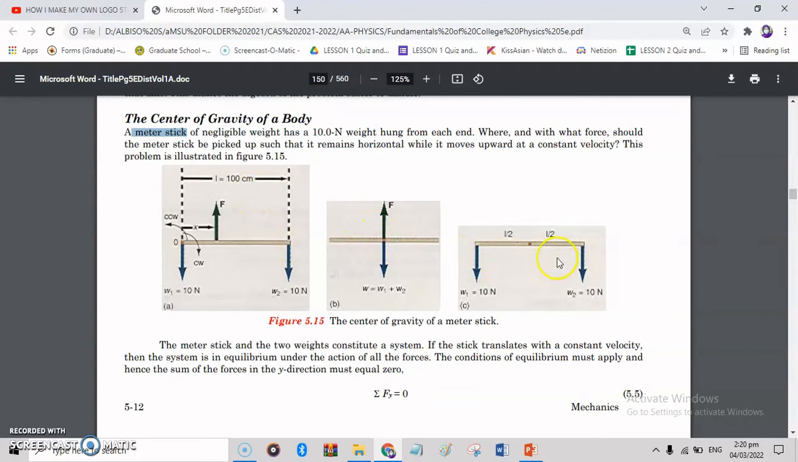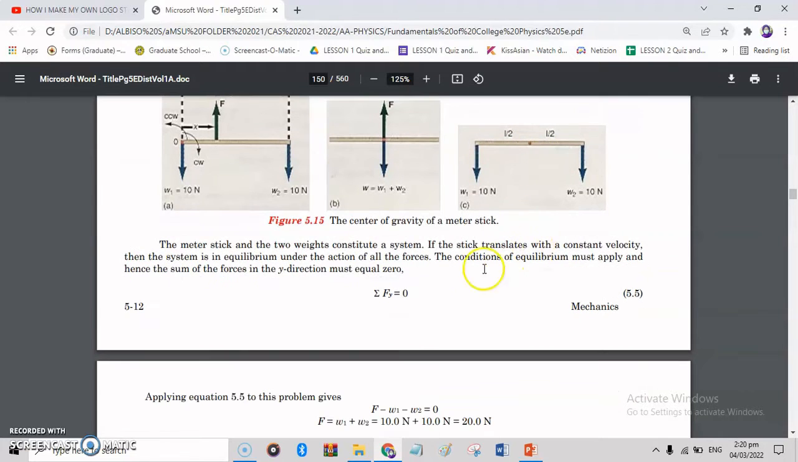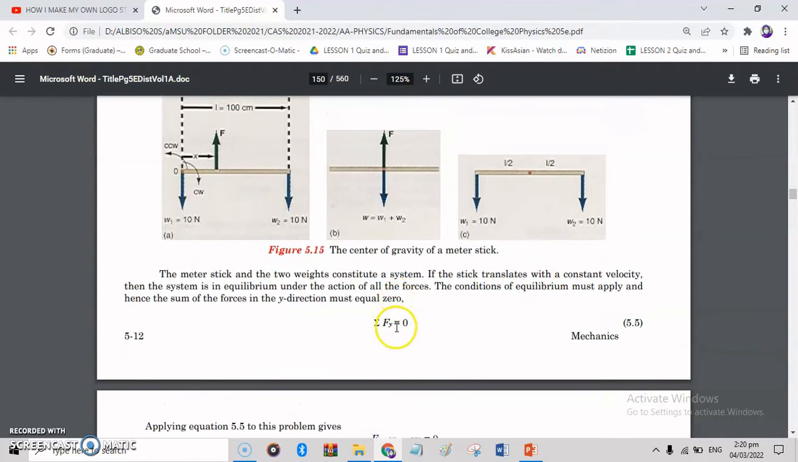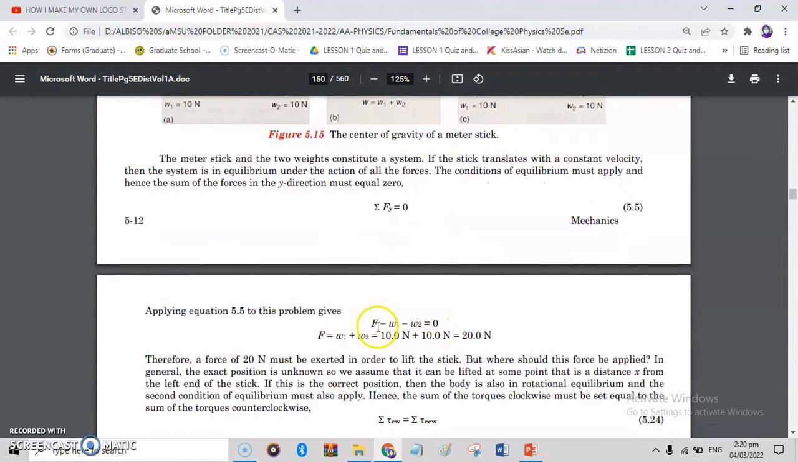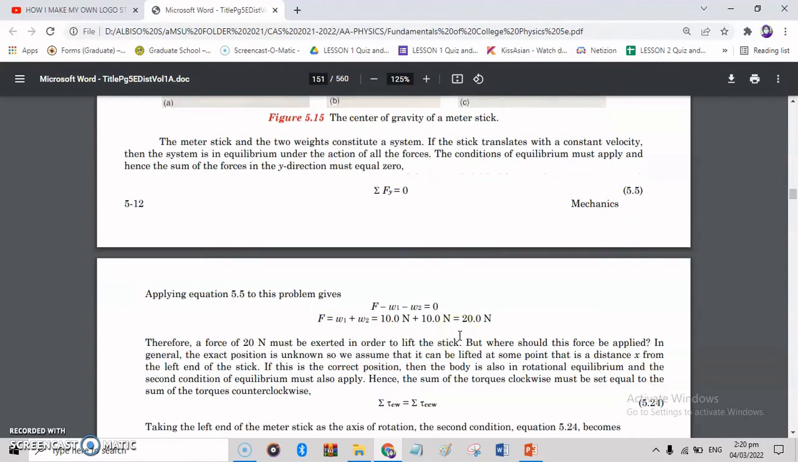And of course, by this illustration, we see that the summation of all forces along the y is F minus W1 minus W2 equals 0. So, input the values of 10 and 10, and you get a force of 20 Newton.